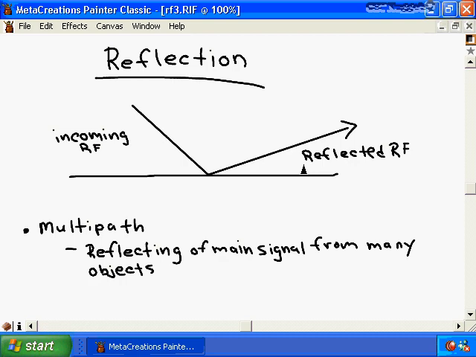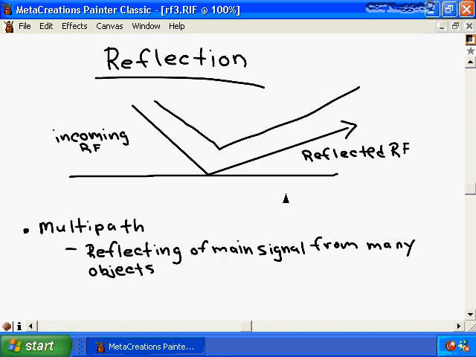So, for example, the surface of the Earth could reflect a radio frequency. A building could reflect a radio frequency. Walls can reflect a radio frequency. So the radio frequency comes down, hits that surface, and boom, gets reflected right off.